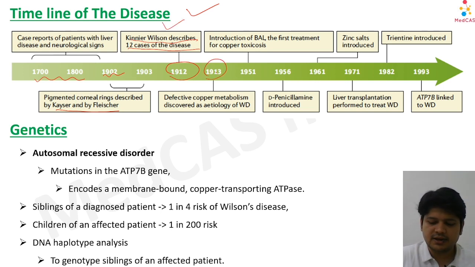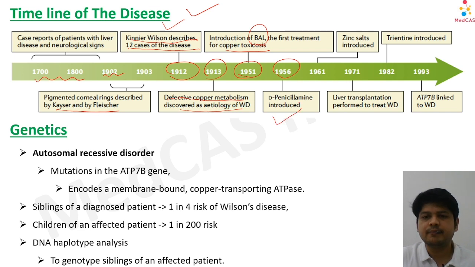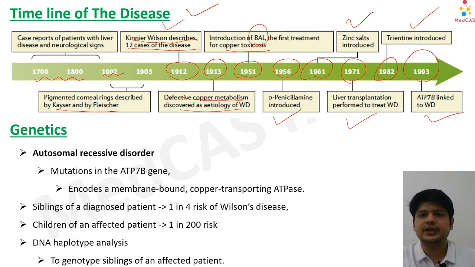In 1913, it was established that defective copper metabolism was the reason for Wilson's disease. 1951, the first treatment for copper toxicosis was discovered, and it was BAL, correct? British anti-lewisite agent. 1956, D-penicillamine was introduced for the treatment of Wilson's disease. We do not use it now. 1961, zinc salts were introduced. They are still the standard of care. 1971, first transplant was done for Wilson's disease, liver transplant. 1982, trientine was introduced, and 1993, the genetic cause ATP7B was linked to Wilson's disease.